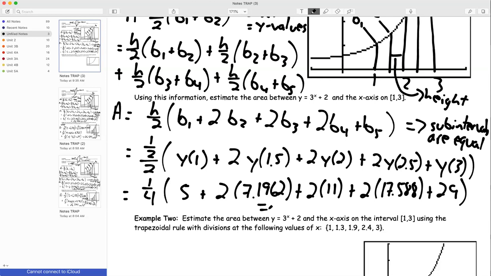And check your answer with your neighbor. And then with me, let's see, I got 26.392 square units there. So any questions on the first example there about anything that I did before we move on?